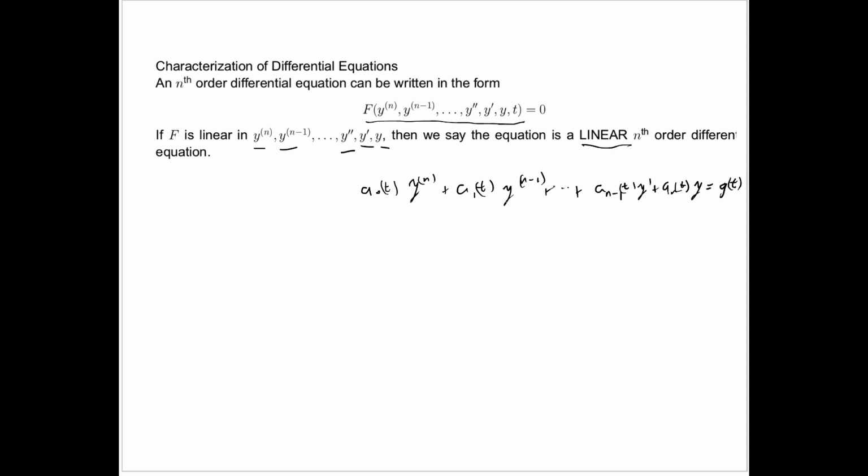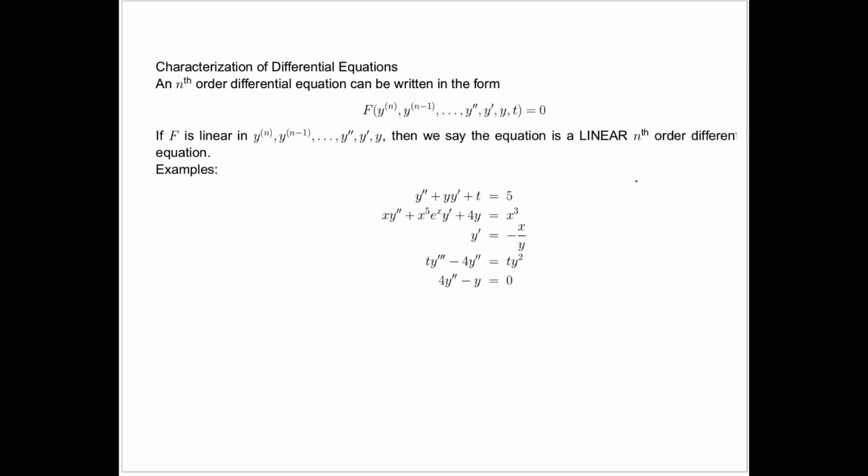Again, these functions a naught, a1 up to an don't have to be linear functions. They can be any complicated functions at all, as can g of t, but you can't have anything except a function of t multiplying any of the derivatives of y or y itself, nor can you raise y sub n to some power. It just has to appear by itself multiplied by some function of t, and that's true for each of these functions. I think it will be clearest to look at some examples.